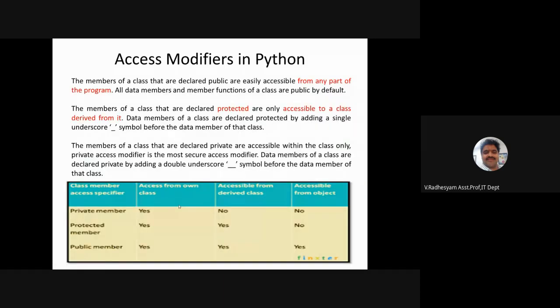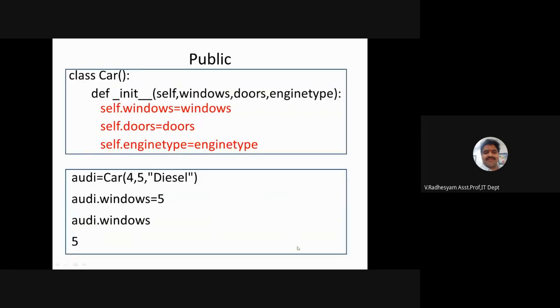Here in the table we can understand where the private variable is accessible, where the protected variable, and where the public variable. A private variable can be accessed in its own class only, not outside of the class or in a derived class. A protected variable can be accessed inside a class and its derived class, not through the object. Public, as the name itself says, can be used inside a class or derived class and from anywhere in the program. You see here windows, doors, and engine type, these three are public variables which you can use anywhere, and we can change the values also.